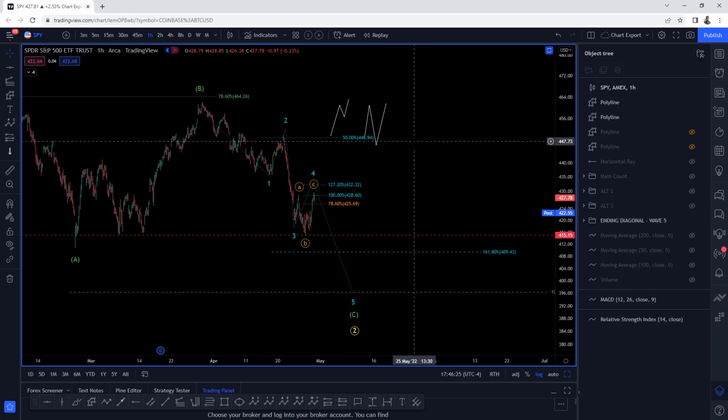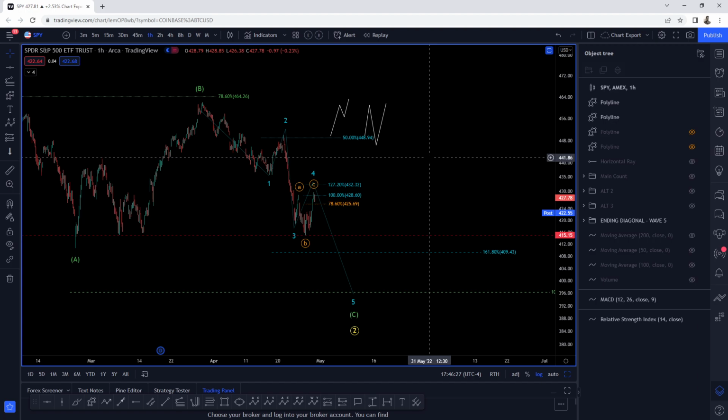Otherwise, we keep on pushing lower, depending on depth and depending on any geopolitical events that may arise, or if in fact Apple keeps on selling off because of its earnings right now, even though it beat. So anyway, that's beyond the point.